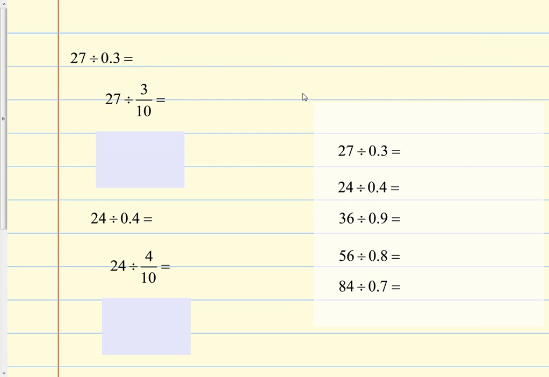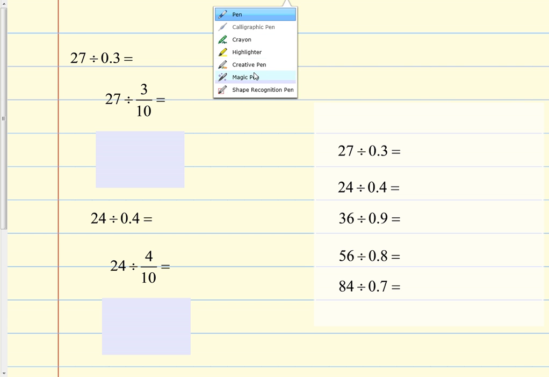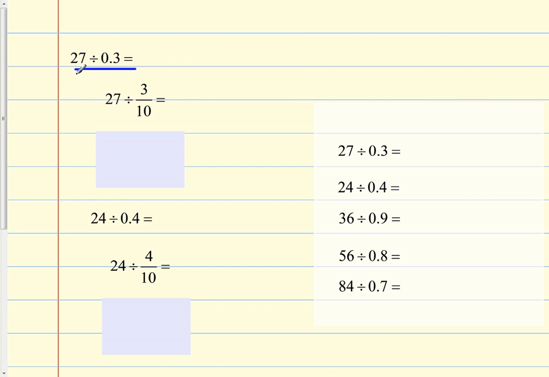So let's take a quick look at dividing with decimals. If I take the division problem 27 divided by 3 tenths, as you can see right here, I've written it out in decimal form, but I want to rewrite it in fraction form. And then we remember from doing our fraction division that we're going to keep the 27, change the division sign, and then flip, or find the reciprocal, of 3 tenths. So it's going to become 27 times 10 over 3.